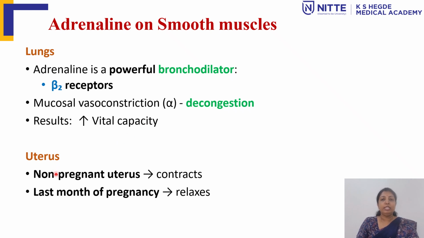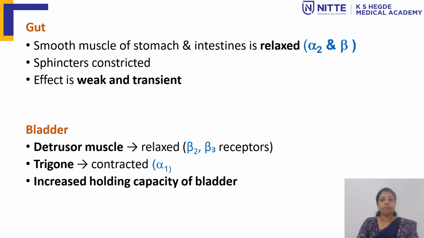In the uterus, it mainly contracts the non-pregnant uterus, but it can relax the uterus in the last month of pregnancy. This relaxation or dilatation is again by acting on the beta 2 receptors in the uterus. In the GIT, the smooth muscles of the stomach and the intestine are usually relaxed by action on alpha 2 receptors and beta receptors, and the sphincters are constricted. So on the GIT, they produce a very transient and weak effect.